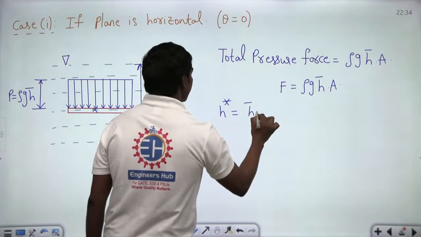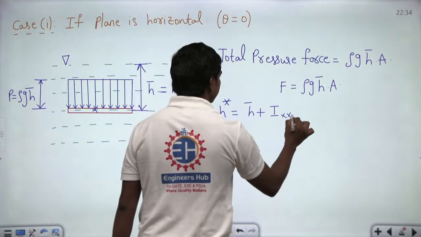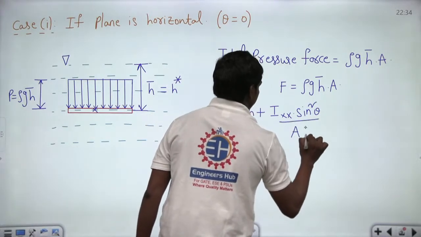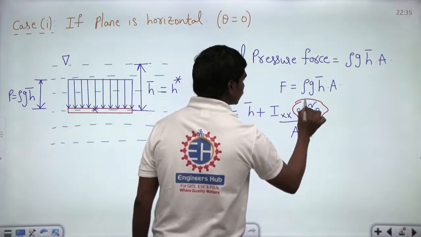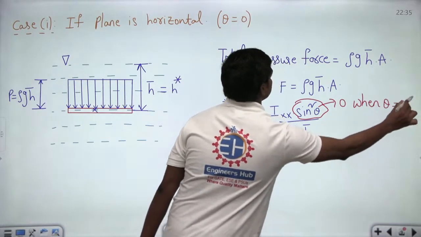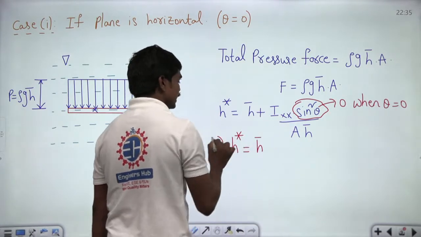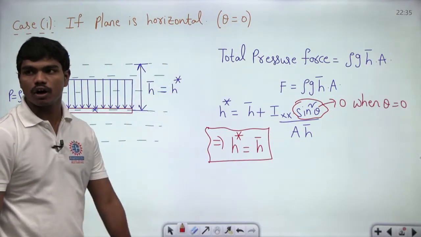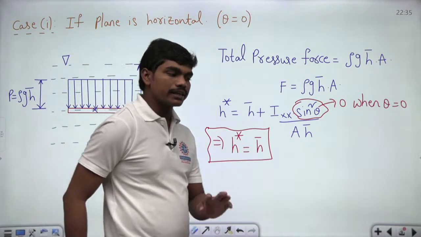Why? Because h star is h bar plus I_xx sin square theta by A h bar, and this theta is 0, so you can write this value is 0 when theta is 0. So, definitely your h star will be the same, at the same depth, which is equal to this h bar. Okay. So, this is what you can always write in the horizontal case. Did you get the idea what we are doing?